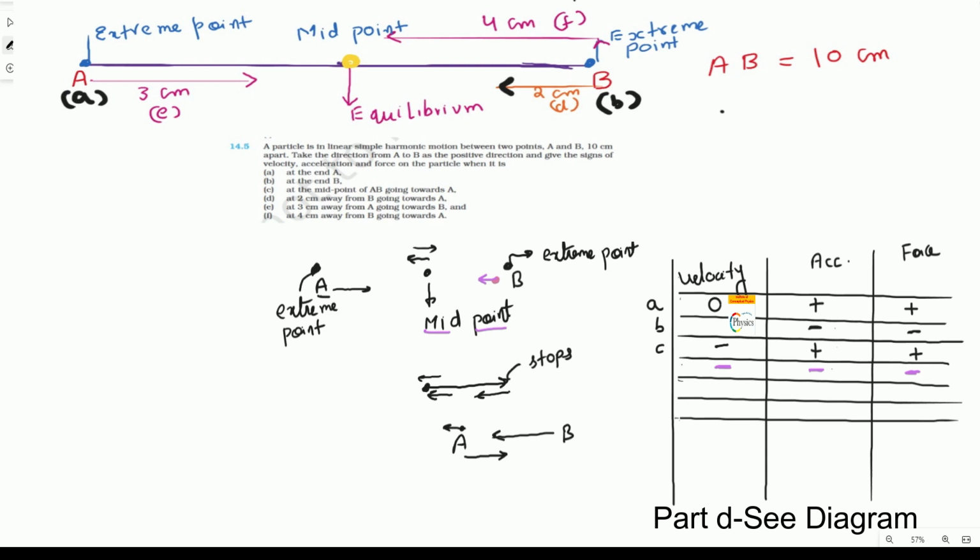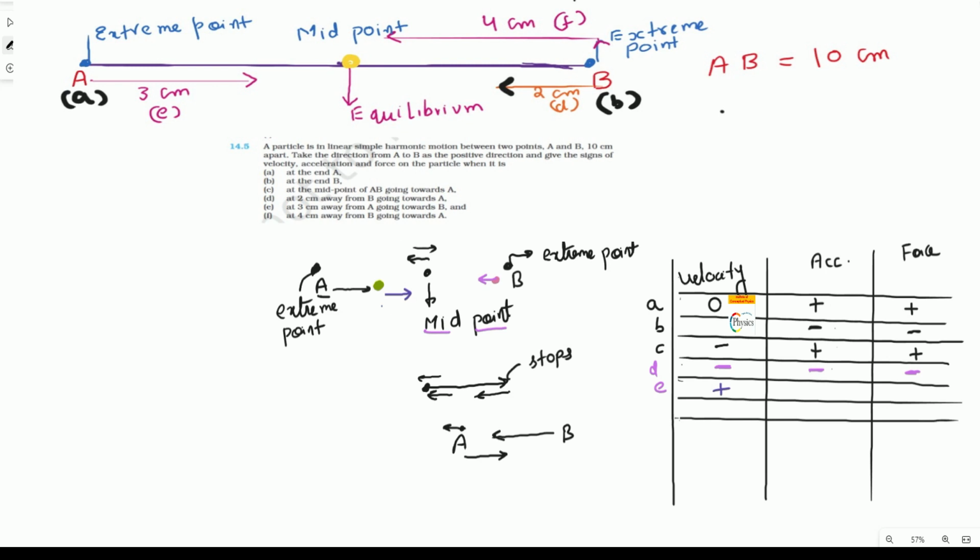Let's talk about the next part, which is at 3 centimeter from A. So let's say this is 3 centimeters from A. Let's assume this point. It is moving away from A, and towards B. So it is moving away from A towards B. If it is moving away from A, then what happens? The velocity is positive because it is moving from A to B. A to B is positive.